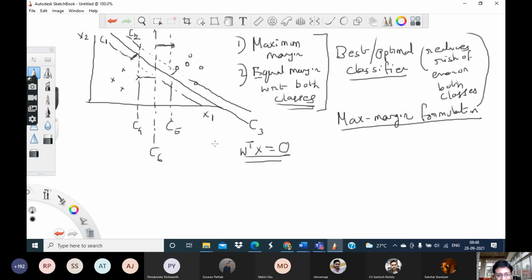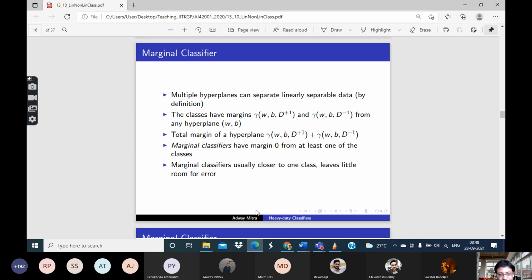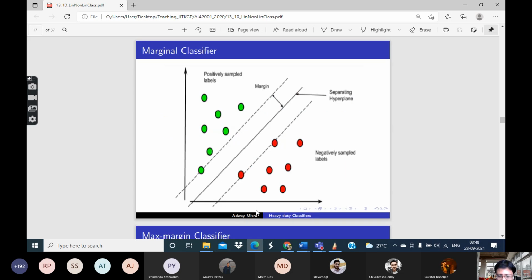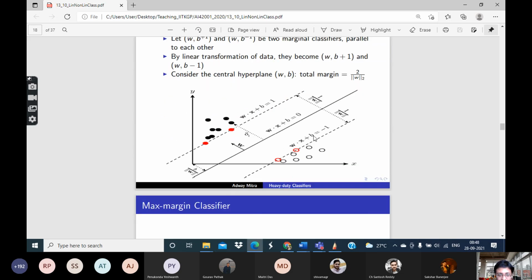Now let us come to this thing. Let us take a look at this figure. So now suppose that you have two parallel marginal classifiers of the two classes. One of them I call W transpose X equal to 1. The other I call W transpose X equal to -1.